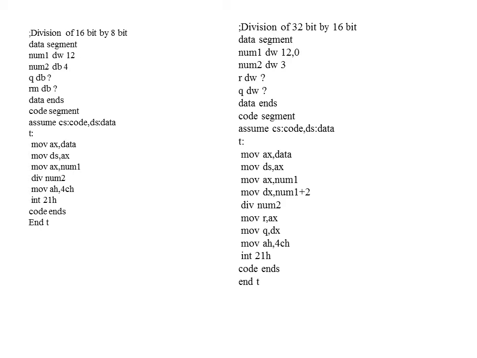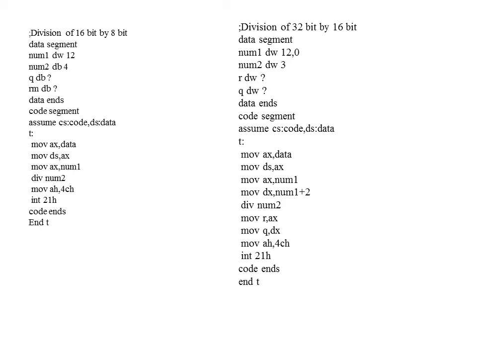So after division, what are the two results we will take? The two results are one quotient and one remainder. When we divide a 16-bit number by an 8-bit number, we'll get an 8-bit quotient and an 8-bit remainder. We'll get the 8-bit quotient in the AL register and the 8-bit remainder in the AH register. It is a default automatic operation, given by the microprocessor instruction set.